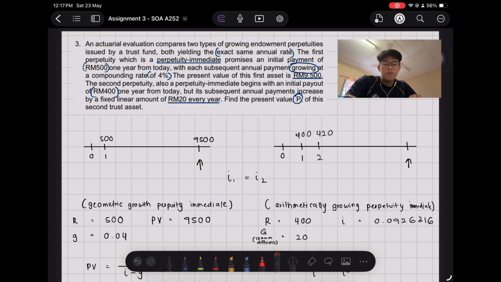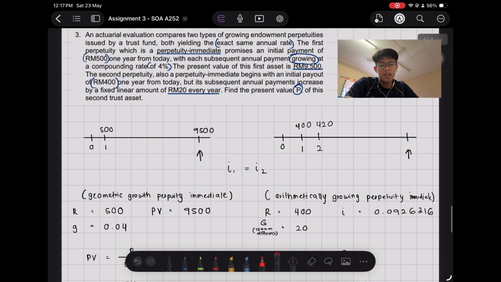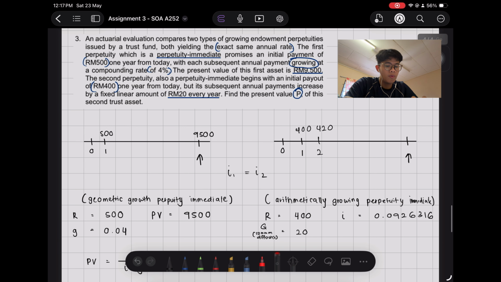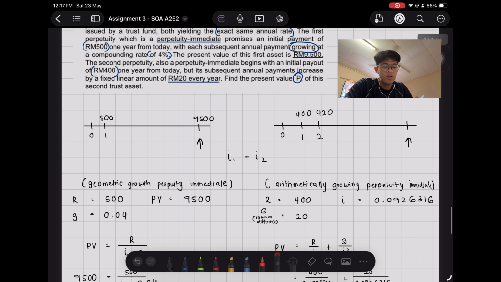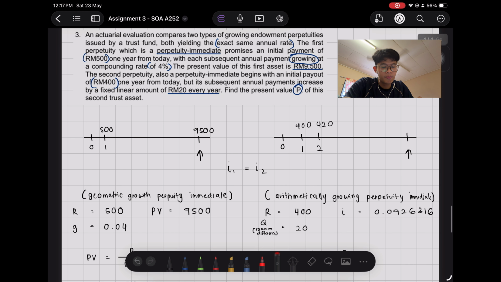The goal of this problem is to find the present value of the second asset. However, the problem gives us a shared constraint: both assets yield the exact same annual interest rate. Our strategy will be divided into two main phases. First, we will use the data from the first asset, which has a geometric growth pattern, to solve for the unknown interest rate i. Once we have that rate, we will apply it to the second asset, which grows arithmetically, to determine its total present value.